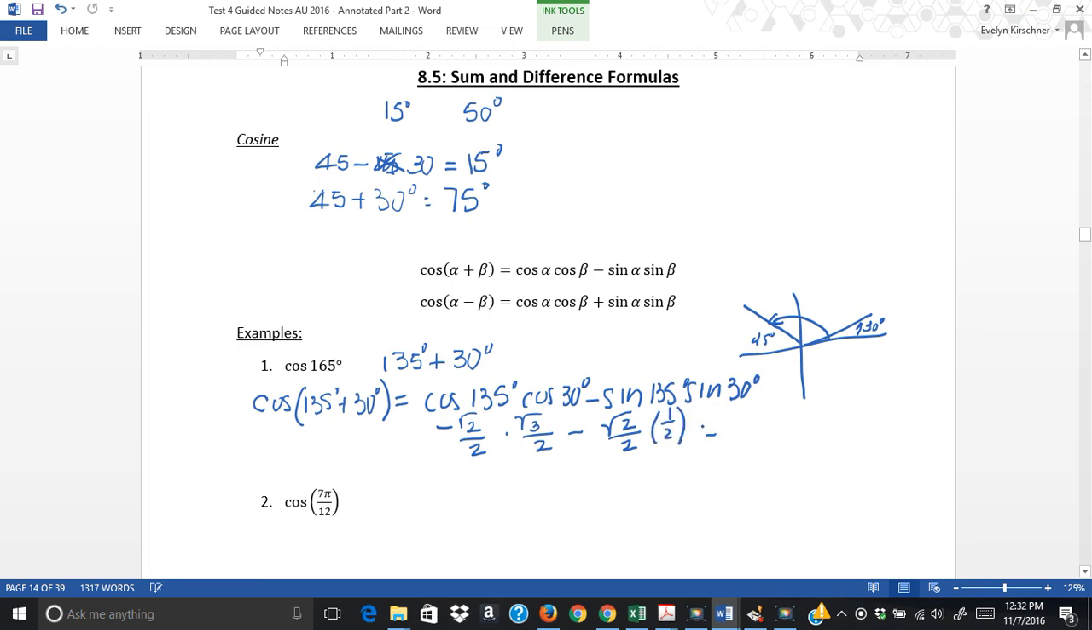So I can multiply inside, and I have negative radical 6 minus radical 2 all over 4, and that would be my answer.